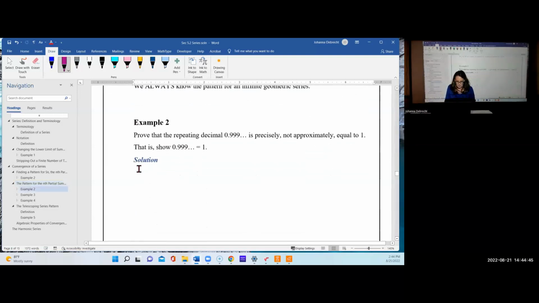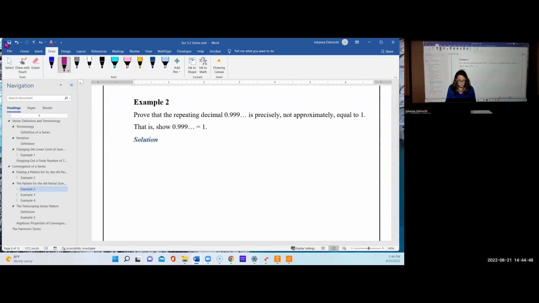Now we want to take a look at that with example 2. We want to prove that the repeating decimal 0.99999 forever is precisely, not approximately, but precisely equal to the number 1. And you may be saying, but that's not true. That can't be true. It's a repeating decimal, 0.99999, forever and ever. All digits are 9 and it goes forever. Well, actually, it is true. It's exactly 1. And the way to prove it is to use an infinite geometric series.